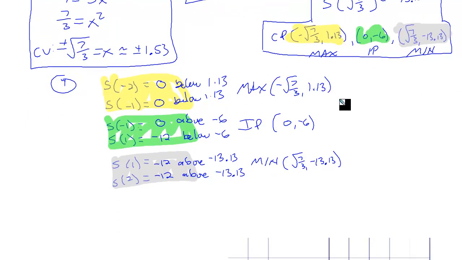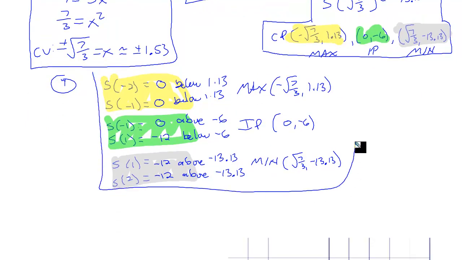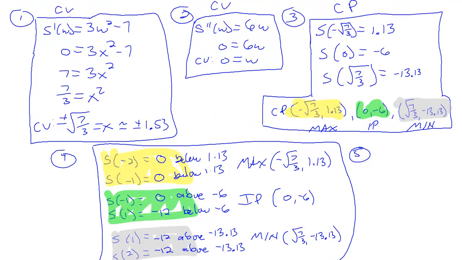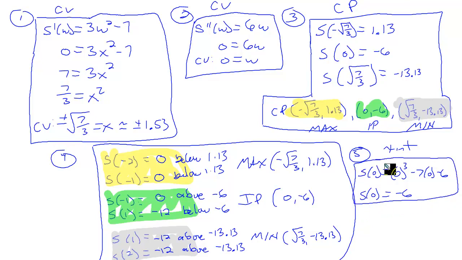So last thing we have to do here is figure out what the x and y intercepts are. Let's do the y-intercept first. To find the y-intercept, simply put 0 in for your w's. When you substitute, you're supposed to use parentheses. So we get negative 6, which we already had, so it's a little redundant.